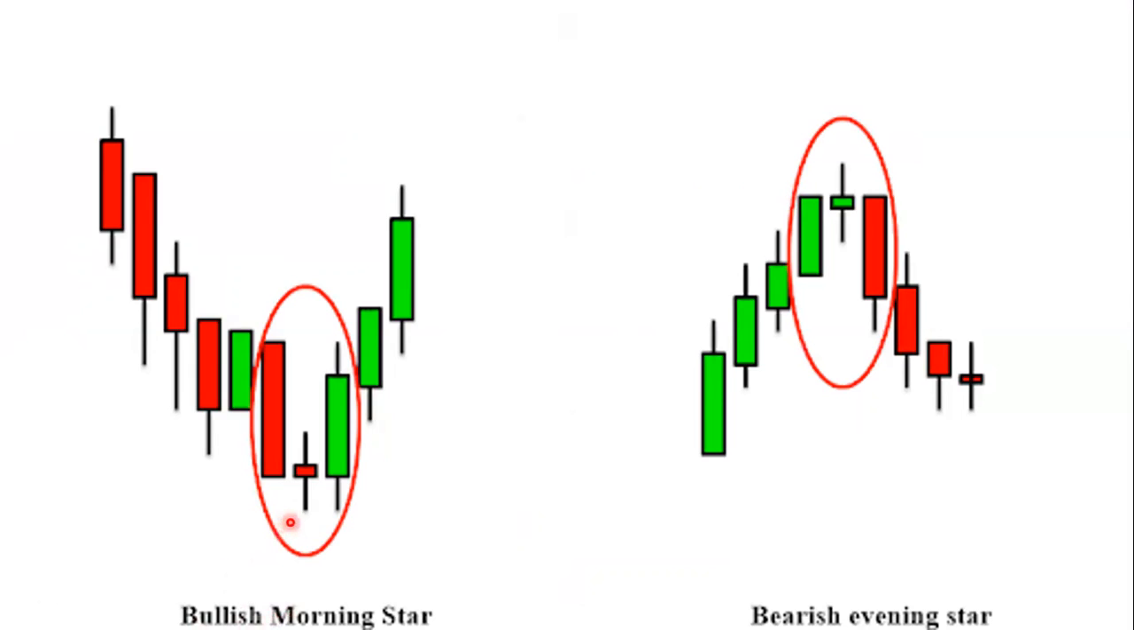Bullish morning star means three candles, bearish, doji, bullish together give us a signal that the price is changing from down to up. And here, bullish, doji, bearish, or up, doji, down give us a signal the price changes from up to down.